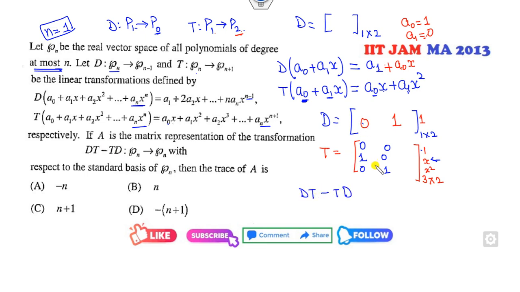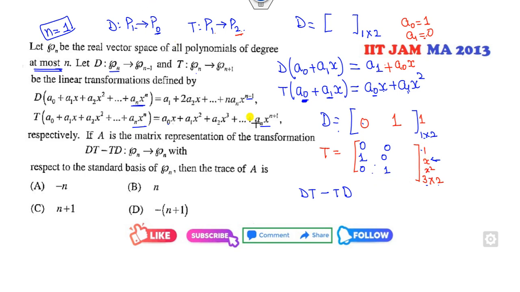What is D into T? It's a 2 cross 2. D into T. No, it is not defined. 3 cross 2, 1 cross 2. It is not defined. D into T. It is not well defined.